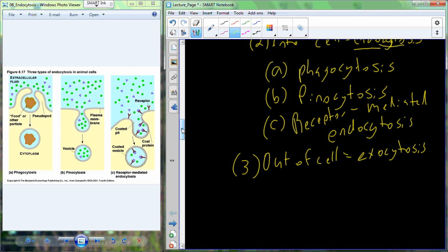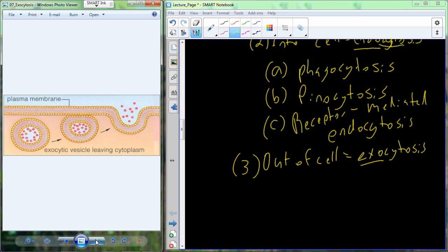Another little assistance here. Exo kind of reminds me of exit. So exit the cell. Exocytosis is this idea that we move a bunch of material all at one time out of the cell. Now there's not any specific, you know, phagoexocytosis or pinoexocytosis. It's all just called exocytosis. We don't really have these variations. And it basically looks something like that.